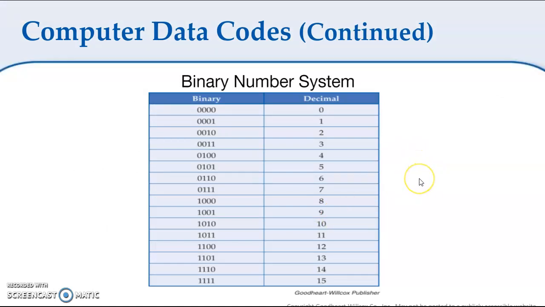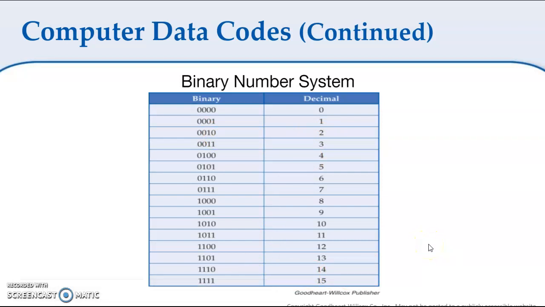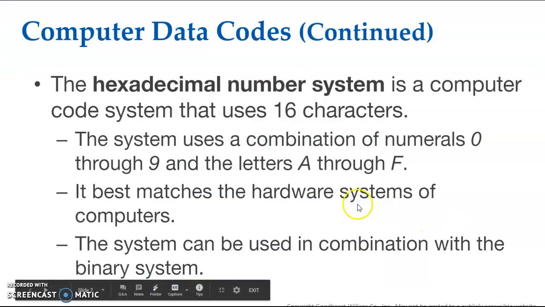The binary system would look like this. If we have four zeros, that's going to equal the number 0. The far right-hand digit, being a 1, is going to be the number 1. The third digit, being a 1, is going to represent the number 2, and so on. Now, how is it determined which numbers represent which binary combination? Well, let's take a look at that.